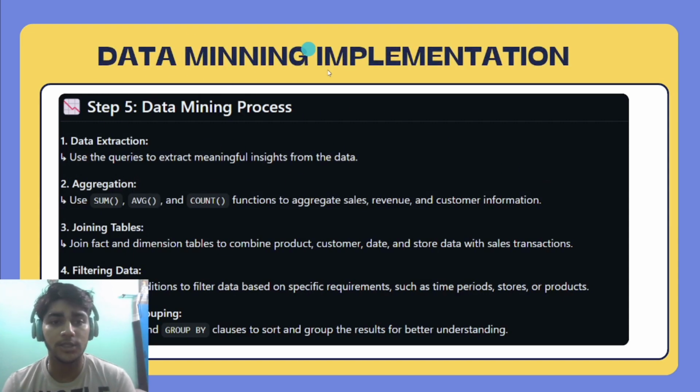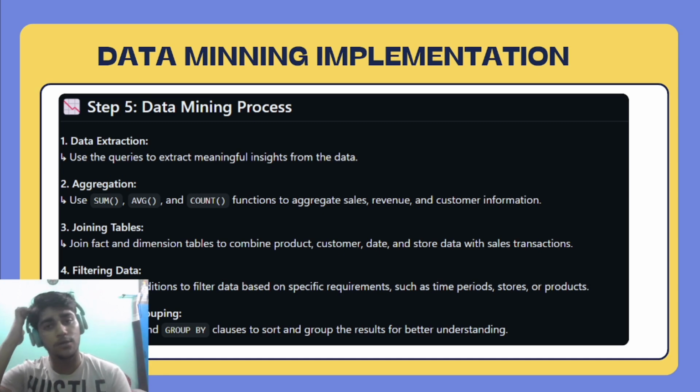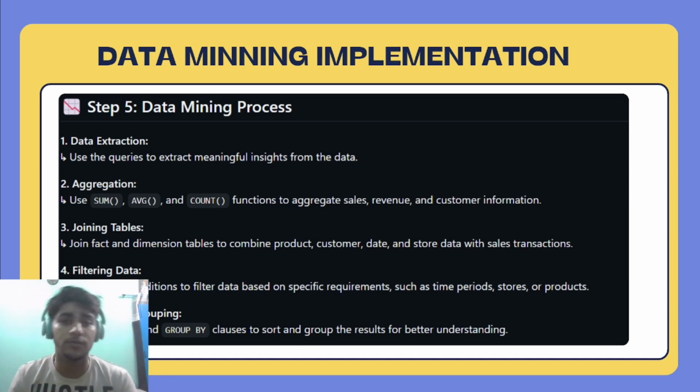So let's last talk about data mining implementation and some processes. The first process, data extraction: use a query to extract meaningful insight from the data. Data extraction is used to extract some information from the data which we think is important. The second is aggregation. We can apply some aggregation functions on the extracted data, which are sum, average, count.